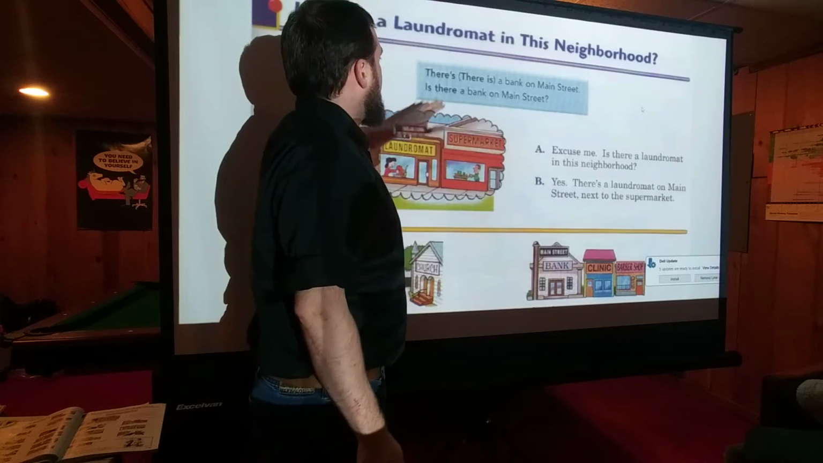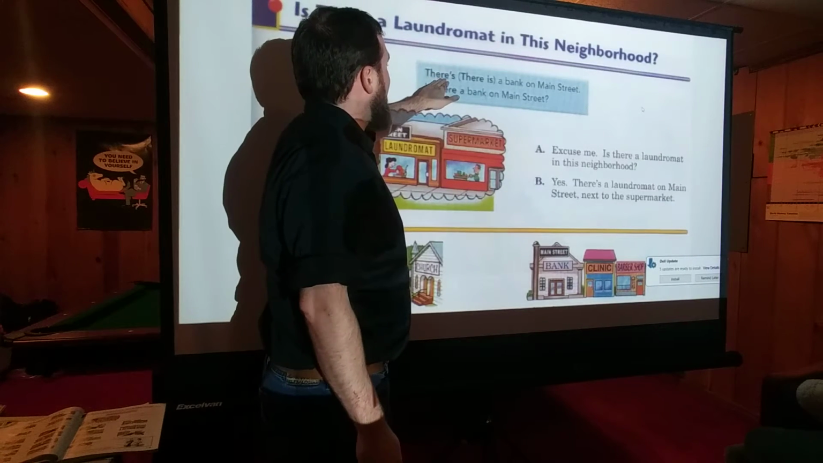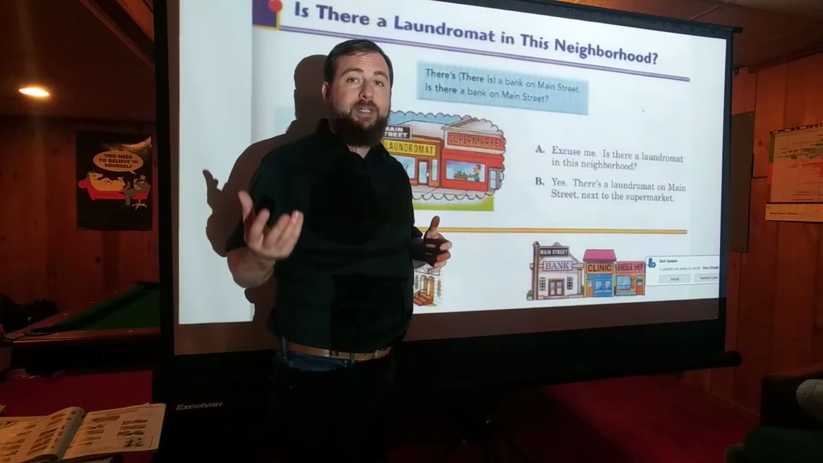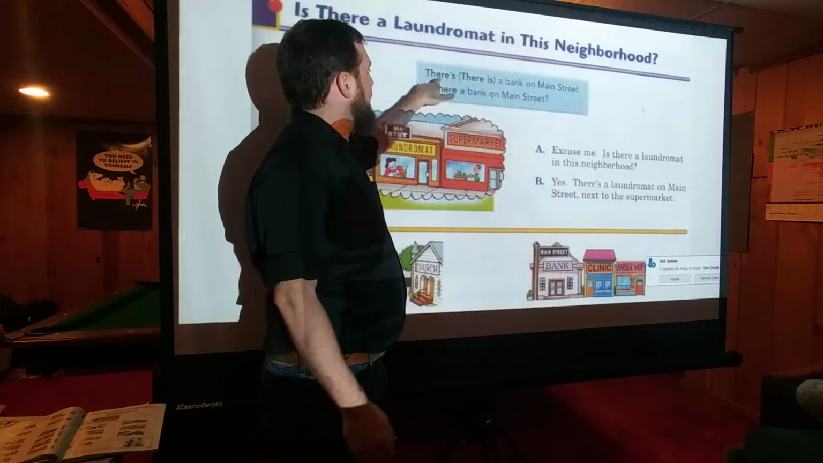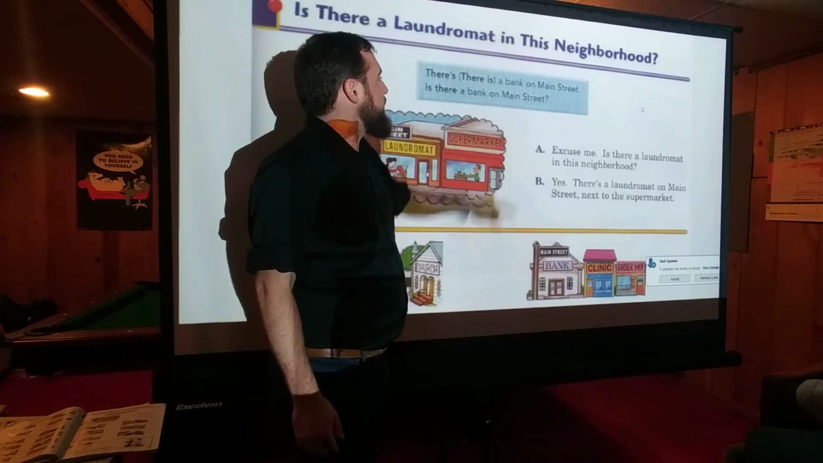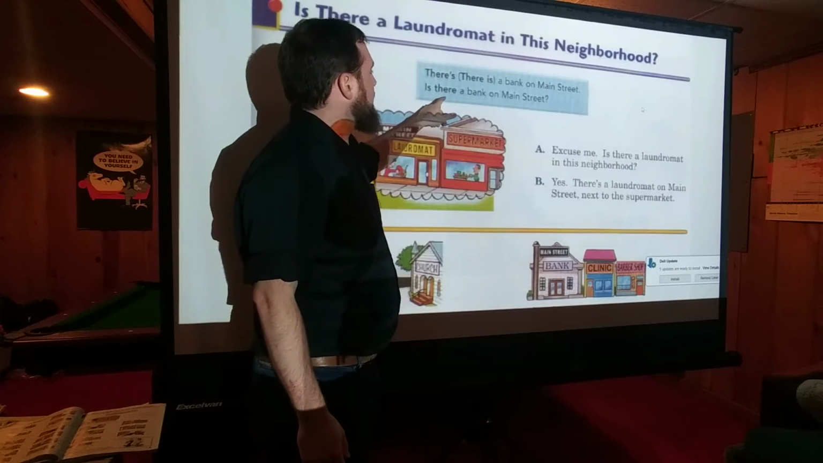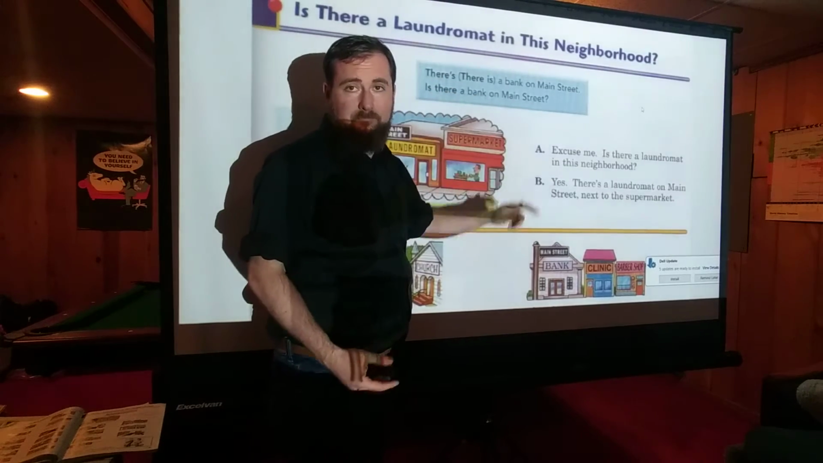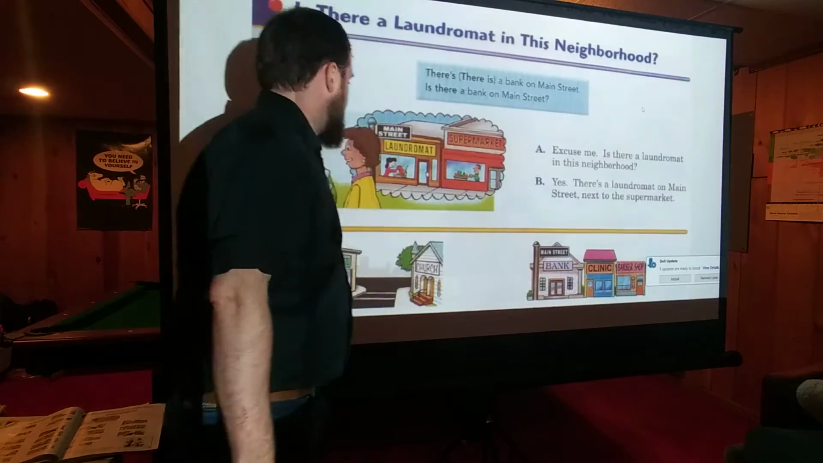So, key thing here, we have the word there, and then the word there's. Just like what and what's, there's is short for there is. Okay? Is there a bank on Main Street? There's a bank on Main Street. Let's see it in an example.